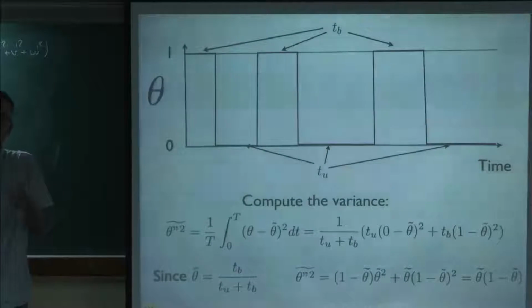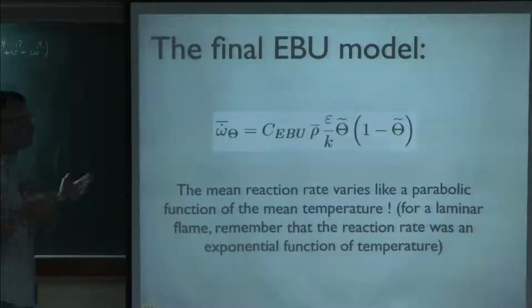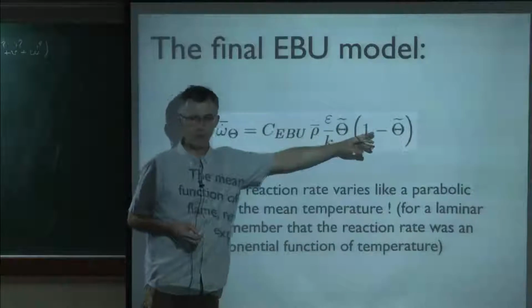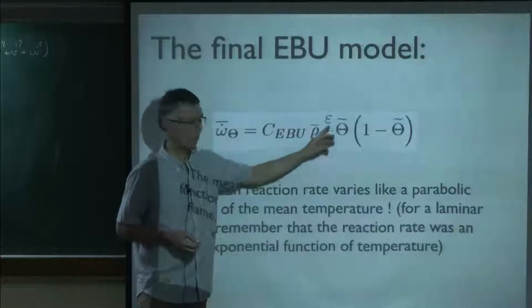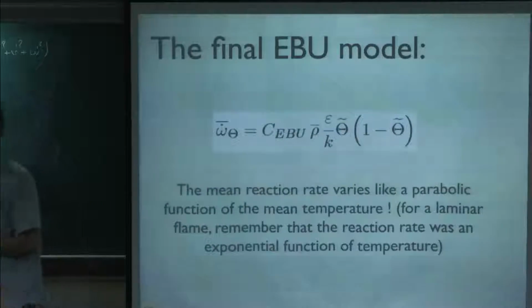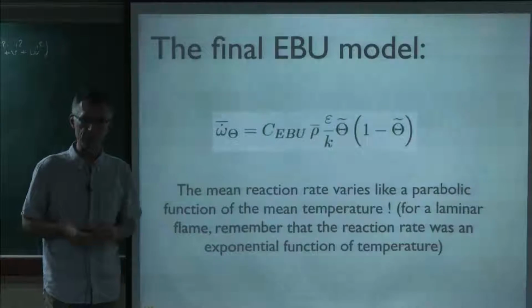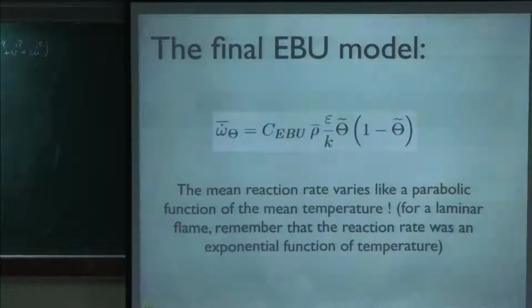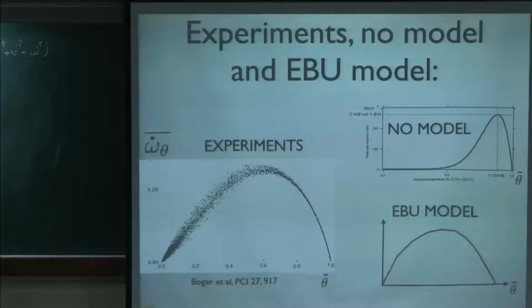And then you have closed your problem, because the mean temperature you know. Okay? You know what it is. It's one of the variables of your code. So the eddy breakup model, which you find in 90% today of the code, ends up like this. Theta multiplied by 1 minus theta, the inverse of a time, the density, and a constant. And this model has been incredibly successful. I mean, it's probably the most widely known model for premixed turbulent flames, and it works extremely well. You can convince yourself that it works because you can compare it to experiments.